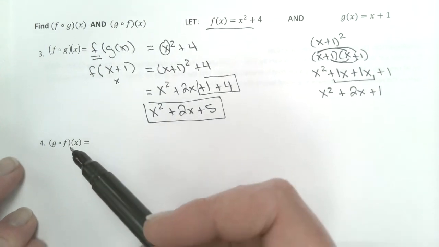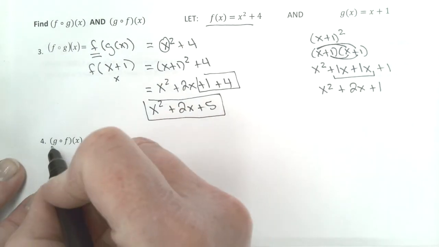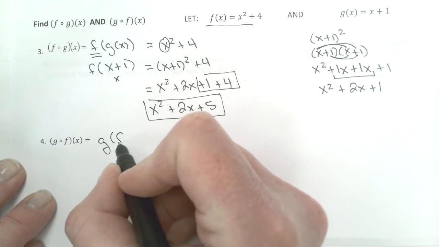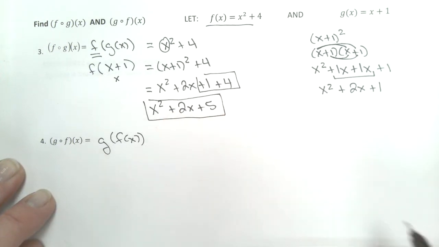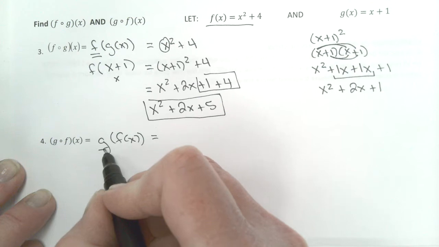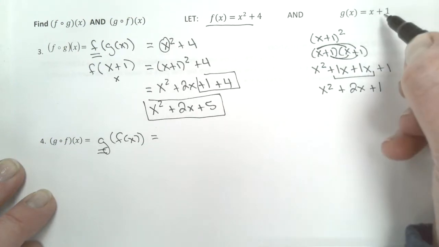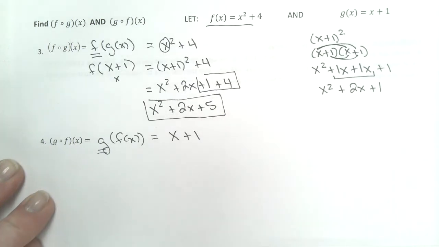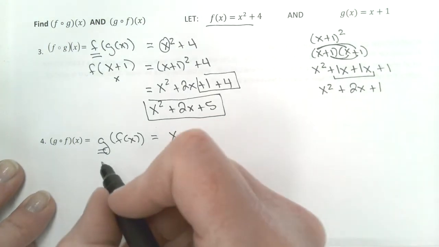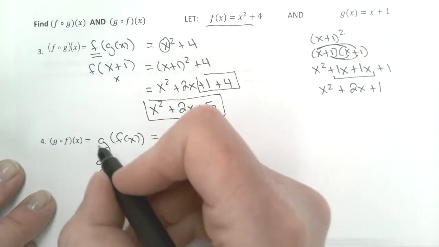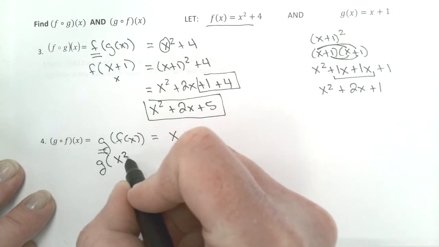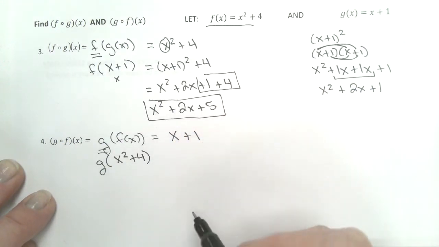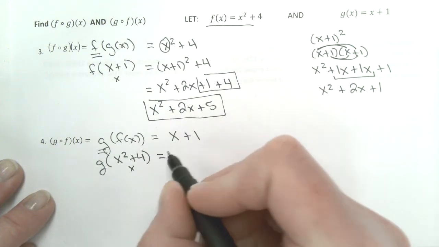When I go the other direction, so the g comes first, I have g of f of x. The g comes first, so that says that's my main function. My main function this time is x plus 1. The f function is x squared plus 4. That is what I'm going to sub in place of x.